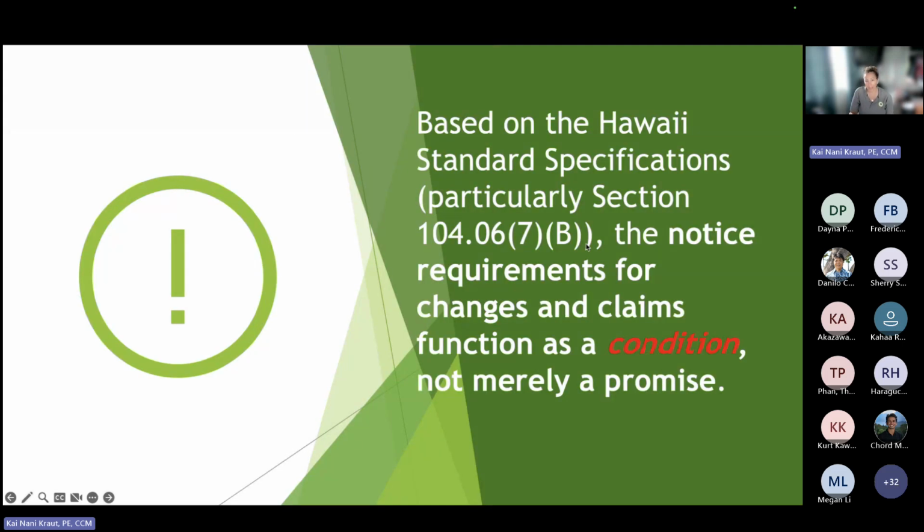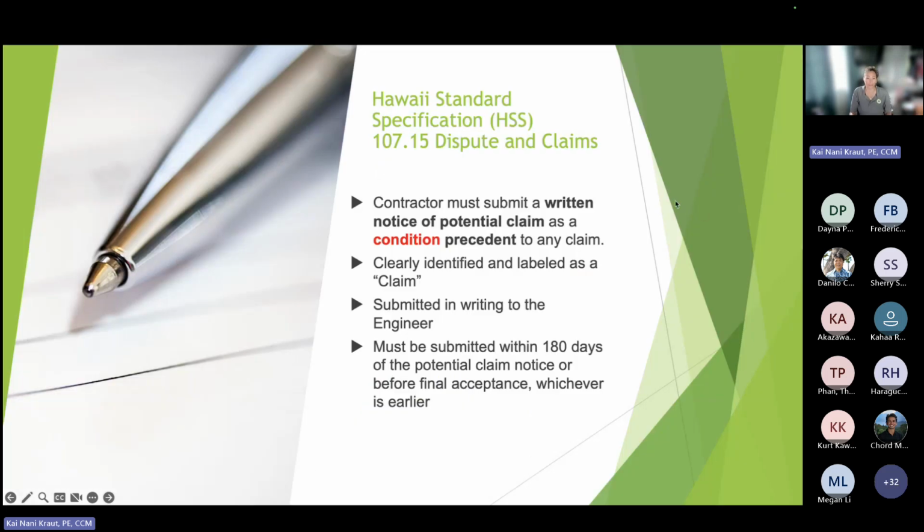So based on the spec, the notice requirements for change in claims function as a condition, not a promise. Again, hard to say because DOT has not tested this in court. I haven't gone through court with DOT stuff, and we'll talk a little bit about that. So this is all interpretation, and if anybody on the line has gone through this, please let me know.